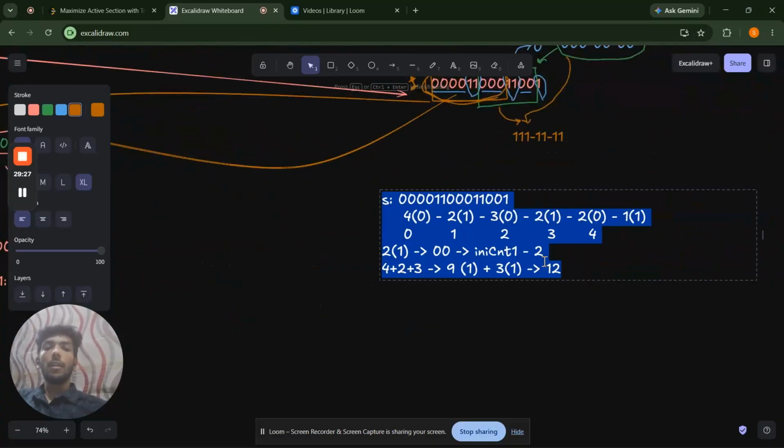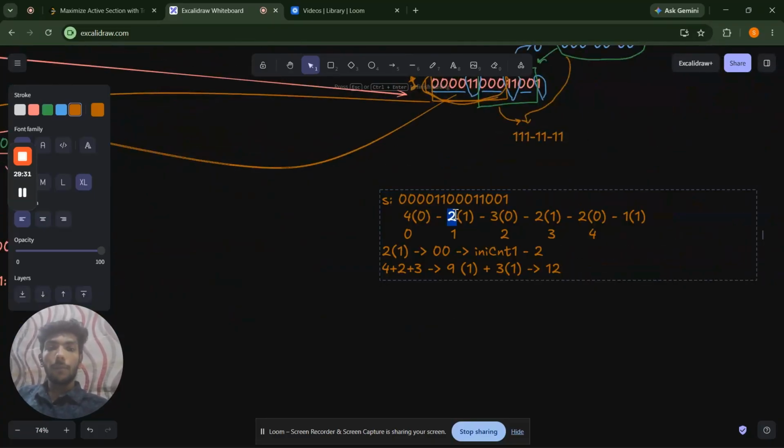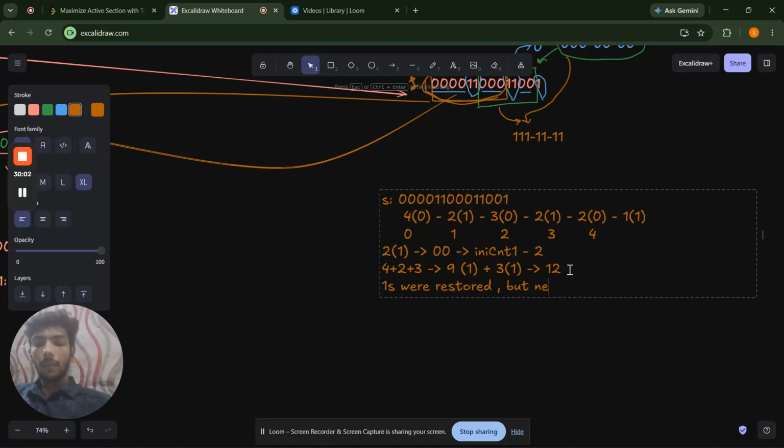And here also we found out that after conversion, initially these were deducted. These were removed from the initial count. But later we found out that when it was paired with its neighboring zeros, we got this number of ones once again. They were restored, but we got this number as additional. So the ones were restored, but neighboring zeros were also added.